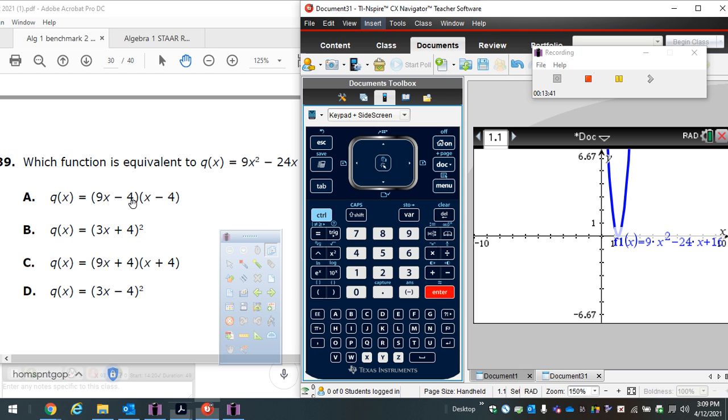Honestly, I don't think it's any of these. I think it's this one. I really think it's this one. I'm going to jump and check that one out. 3x minus 4 squared. Oh, and it's that one. Yeah.